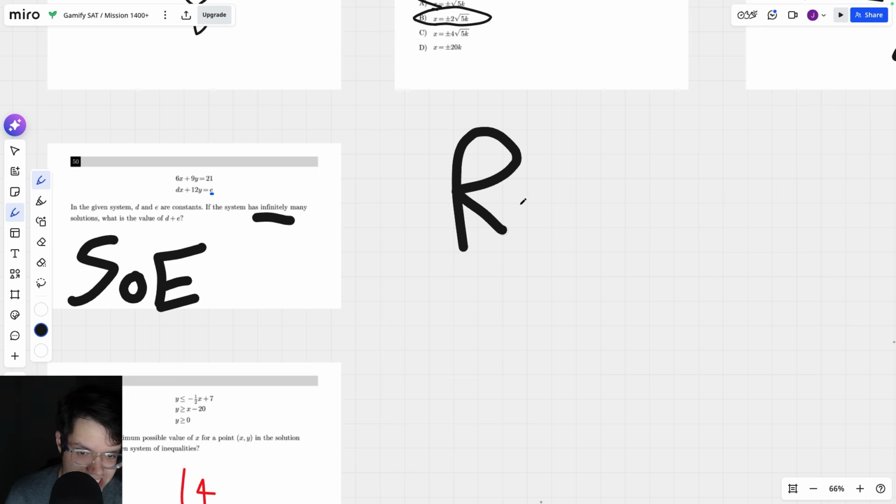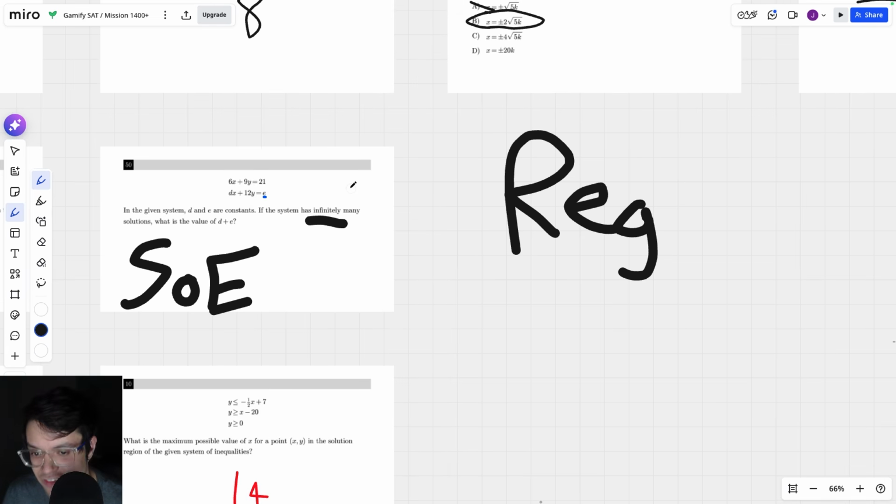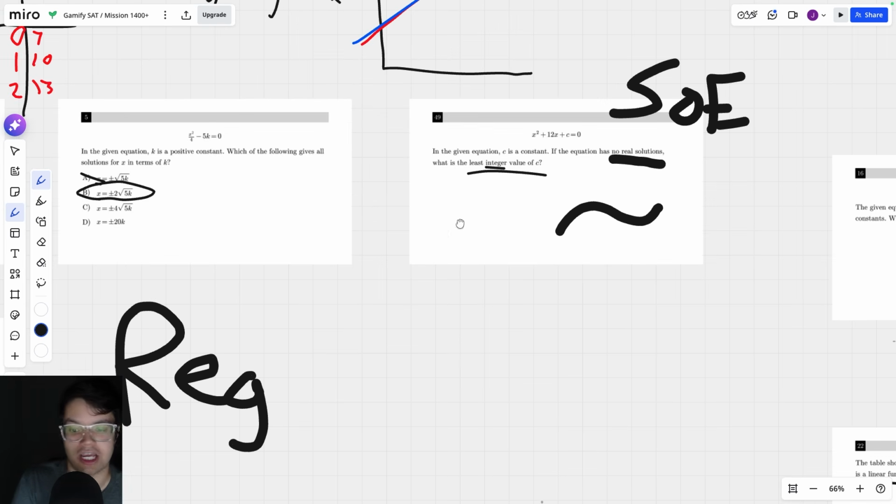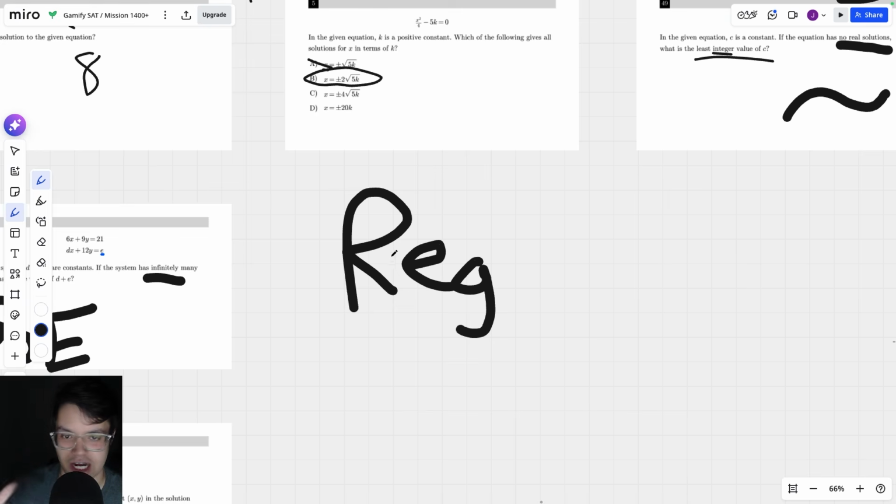So really, to explain this in simple terms, I would always say go for regression if there are more unknowns than there are equations. But if it's infinitely many with 2 equations, that's just going to make it much harder, so I'd recommend systems of equations instead. And if it's no solutions, you literally cannot use regression, so I would just not even try it then.